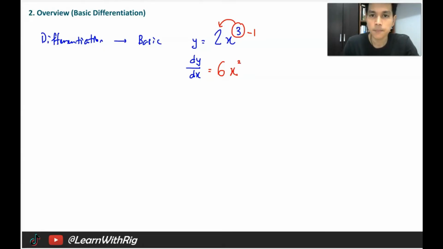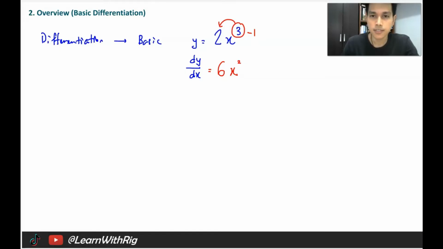So remember, both involve the power. The first step is to take the power and multiply by the coefficient of the variable, so you times 2, and you get 6x. And then the cube, the 3 there, you minus 1, and you get squared. So this is the most basic way of differentiation.